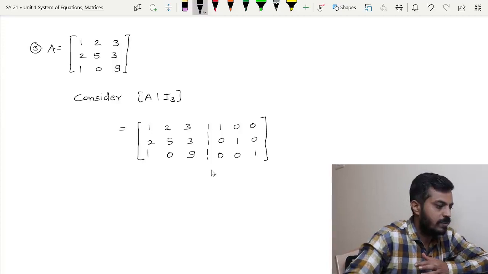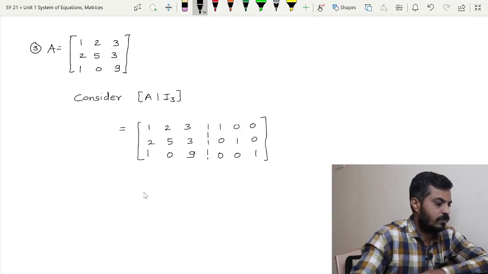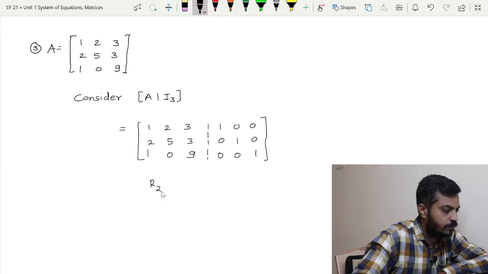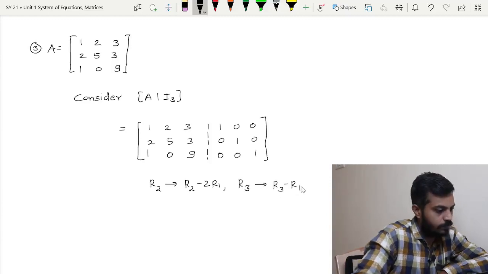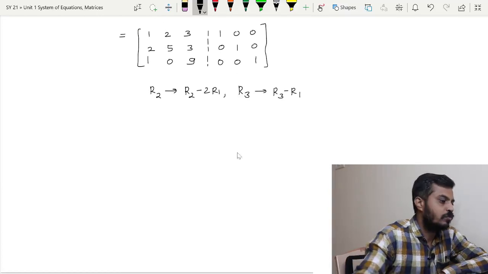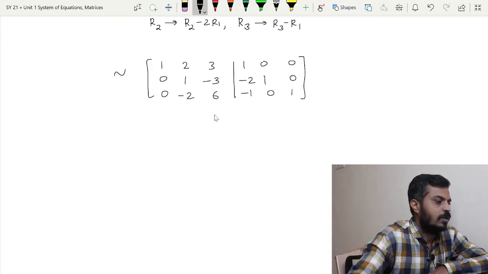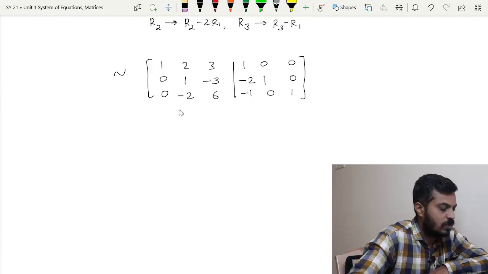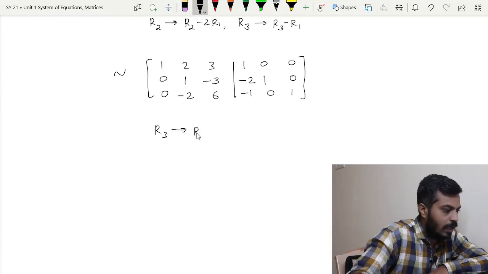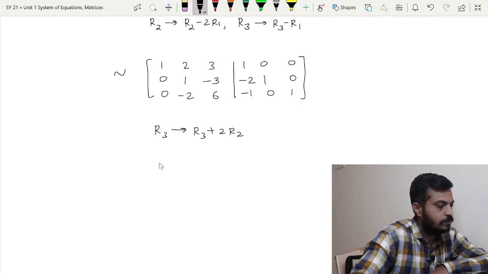Now we will move towards the last example. Let us begin. As this is a matrix of order 3 once again, we will consider A I3. Now we will reduce this A to echelon form. First of all we will perform the operations R2 minus twice R1 and R3 minus R1. So this will be equivalent to this. Now we will make this entry 0, so I will perform on R3, R3 plus twice R2.